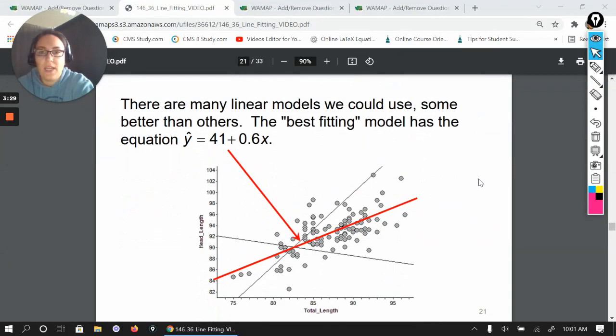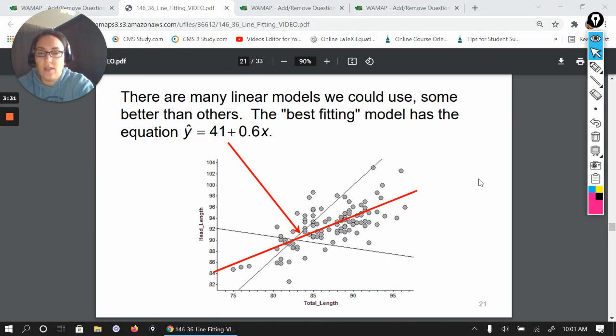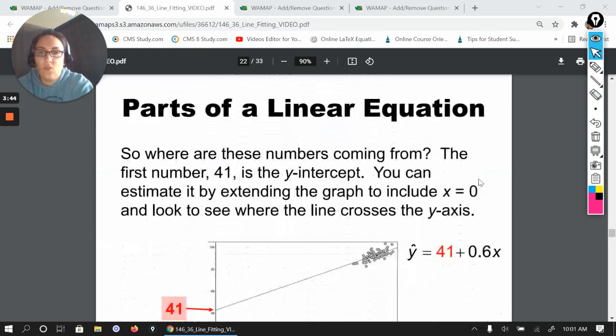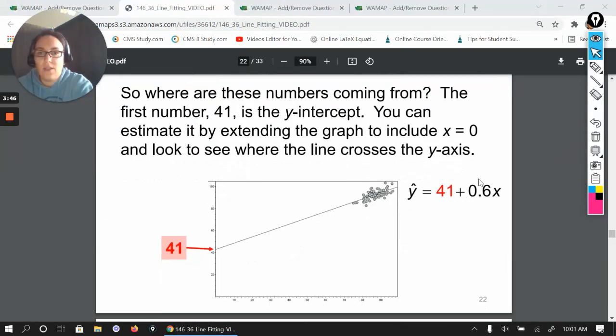There are many linear models we could use, some better than others. The best fitting model has the equation y hat equals 41 plus 0.6x. So where are these numbers coming from? The first number, 41, is the y-intercept. You can estimate it by extending the graph to include x equals 0 and look to see where the line crosses the y-axis.